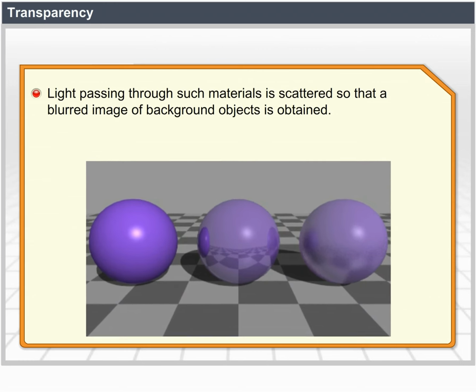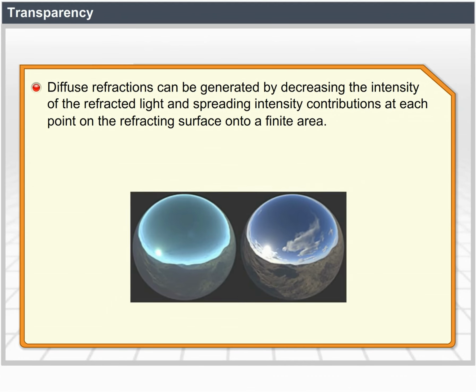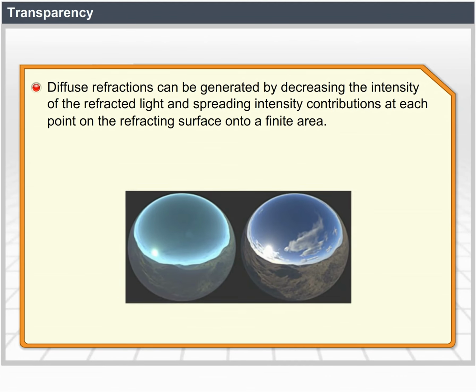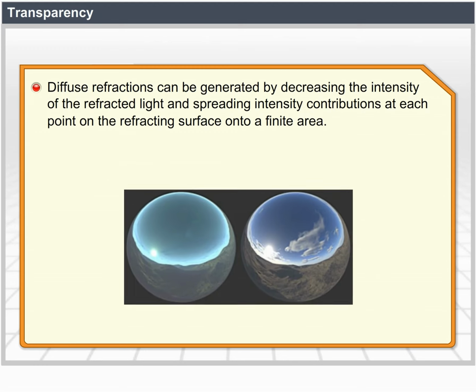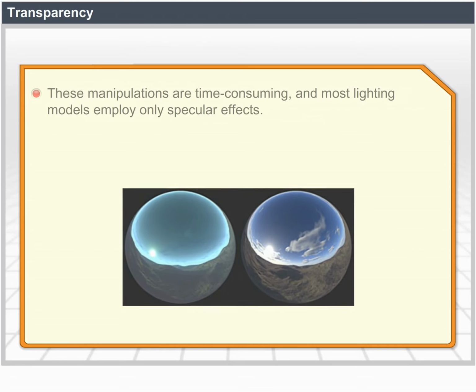Diffuse refractions can be generated by decreasing the intensity of the refracted light and spreading intensity contributions at each point on the refracting surface onto a finite area. These manipulations are time-consuming, and most lighting models employ only specular effects. Realistic transparency effects are modeled by considering light refraction.